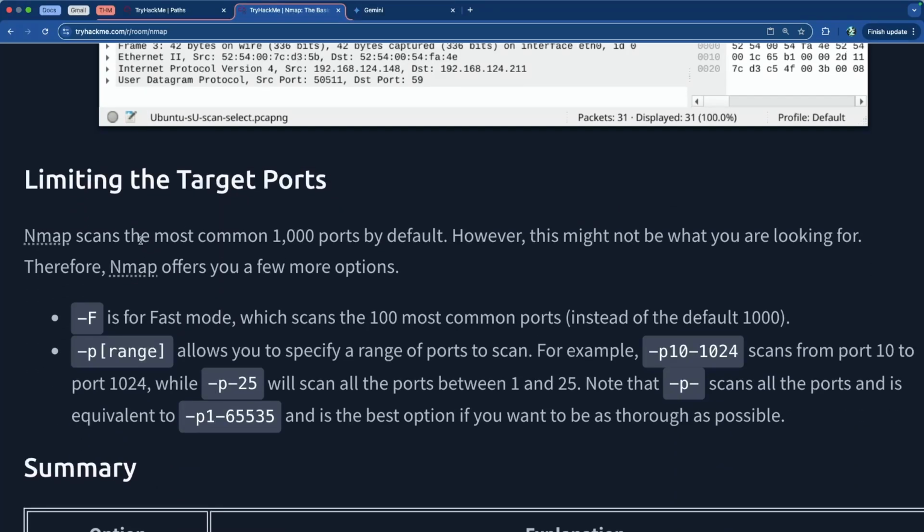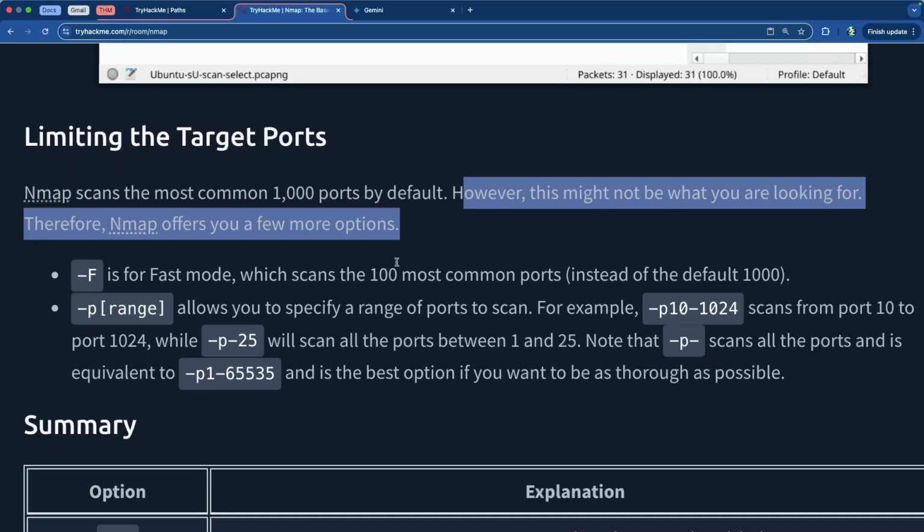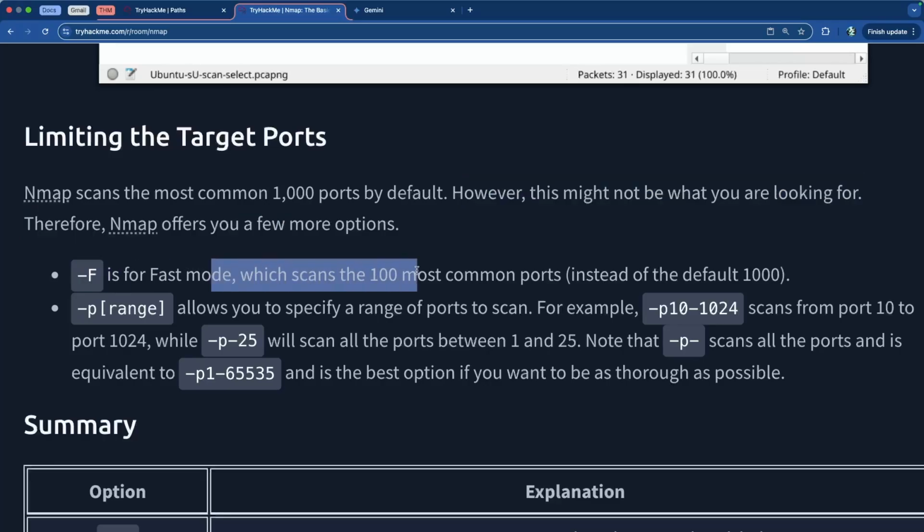Now, limiting the target ports: by default we scan the most common 1000 ports. This might not be what you're looking for, therefore Nmap offers you the option to do a variety of other things. So -F is for fast mode, which scans the 100 most common ports instead of the most common 1000 ports. It's the most common 1000 ports, my bad, it's not 1 to 1000. I do believe that it is 1 to 1000, but it may not necessarily be 1 to 1000. It's just scanning the most common 1000 ports.